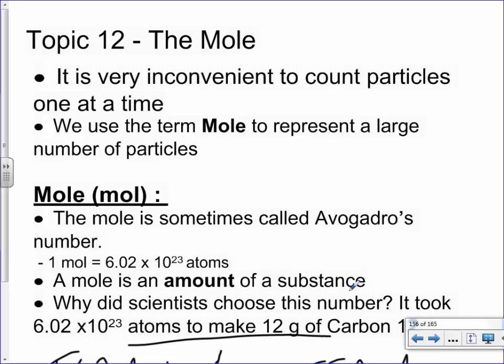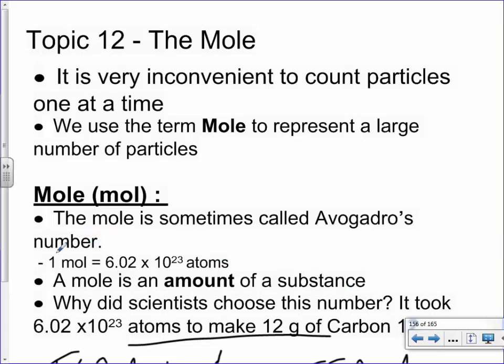So we have a similar thing here. We don't count particles one at a time. But in the egg business or the donut business, we measure them in dozens. In the chemistry business, the term we use is called a mole. Does that make sense? A mole then has been defined as this ratio right here.